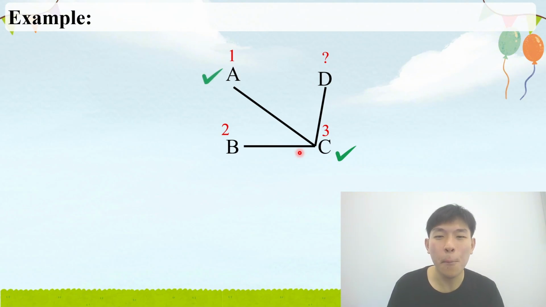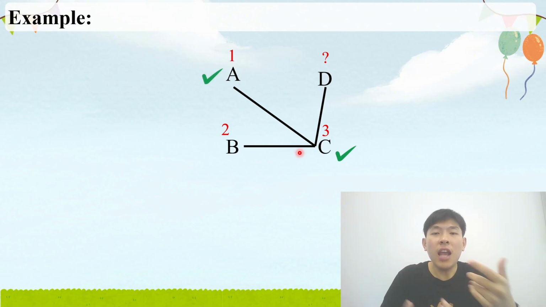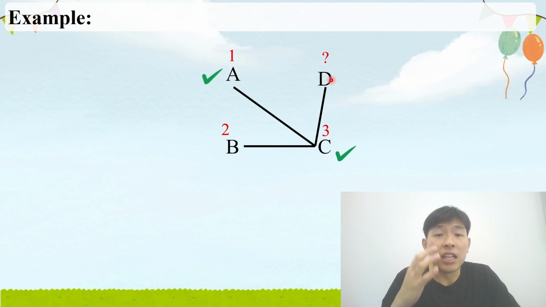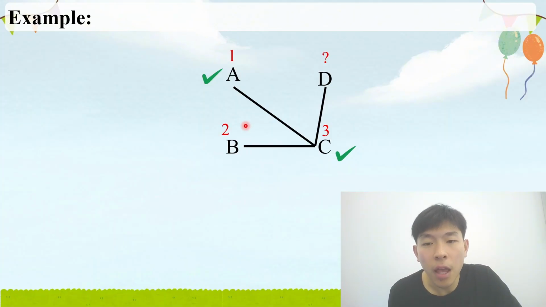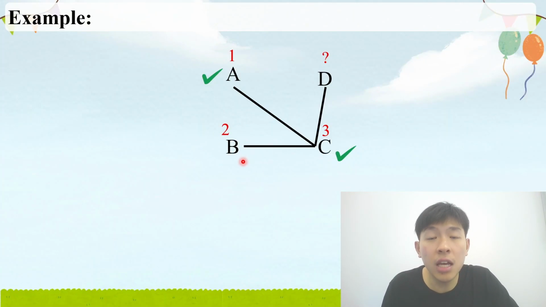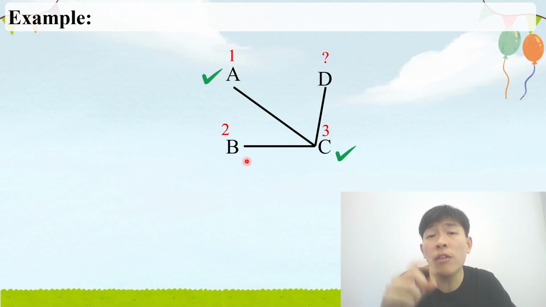So we just need to put a tick here. So next, since A and C are done, but B is not done yet, and for D we don't know, let's look at B here. B shakes hands twice, and once here already, which means B still needs to shake hands with one more person. One more time.